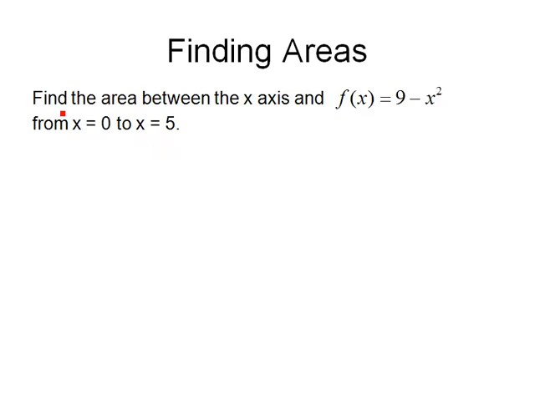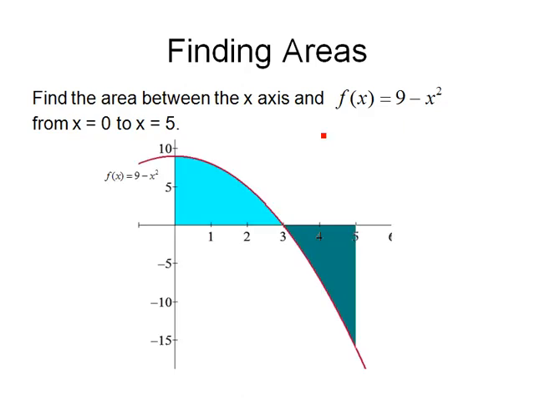So let's continue thinking about area. Let's find the area between the x-axis and f of x equals 9 minus x squared from x equals 0 to x equals 5. Now in this problem, this is a little bit more complicated because this function actually crosses the x-axis. So if I go ahead and graph 9 minus x squared, it's a parabola that's concave down, you'll notice that that parabola crosses over the x-axis at 3.